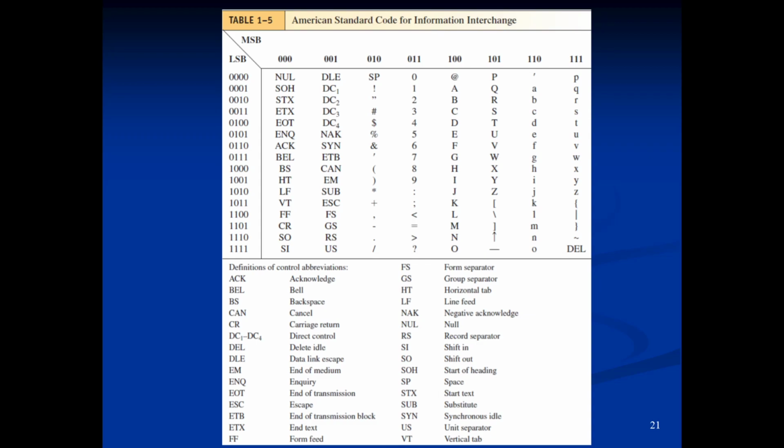Let's just take the letter A. The letter A, if you find that on the table, you look up the most significant bit first, 100. It's in the 100 column. And then you go over to the row across to the left, and you see that the least significant bits are 0001. So the full 7 bits for the letter A are 1000001. And that's how you read this table.